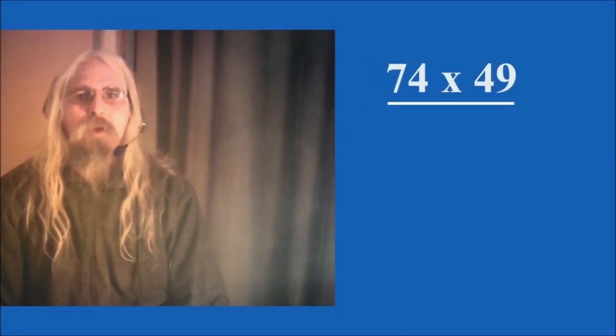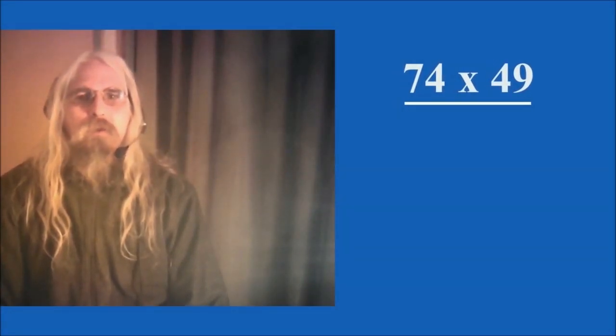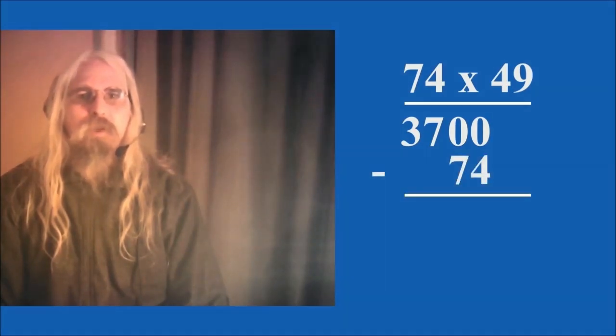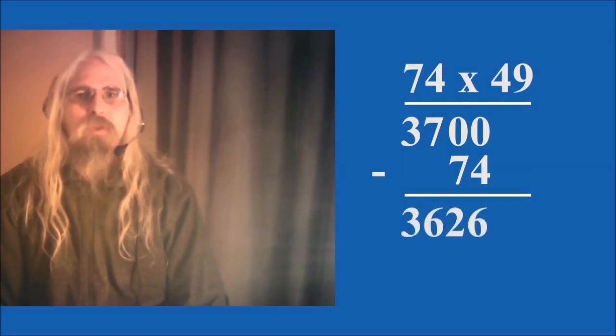74 multiplied by 49. So 74 multiplied by 50 would be 3700. But because we're not multiplying by 50, we're multiplying by 49, we have to subtract 74 from that. So our final result will be 3700 minus 74, which is 3626.